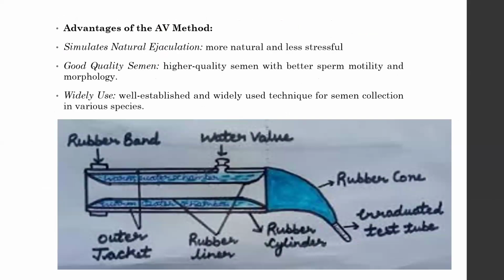There are certain advantages. What are the advantages of the artificial vagina method? It stimulates natural ejaculation. It is less stressful and more natural as a method of collecting semen. That's why it is a very much preferred method. The semen we get is of very good quality, with better motility, and the morphological characteristics are also excellent. It is a widely used, well-established method for semen collection in various species.